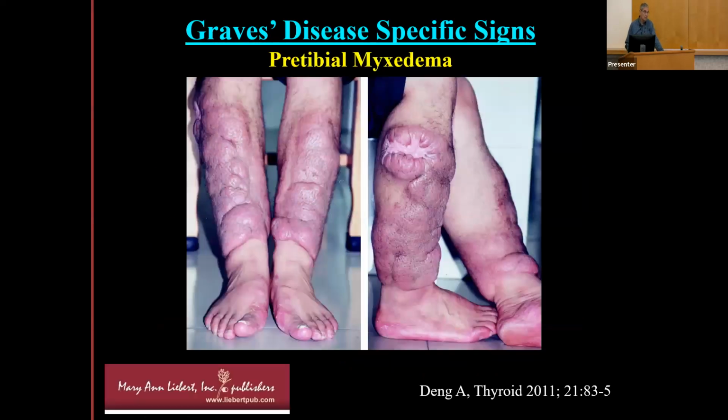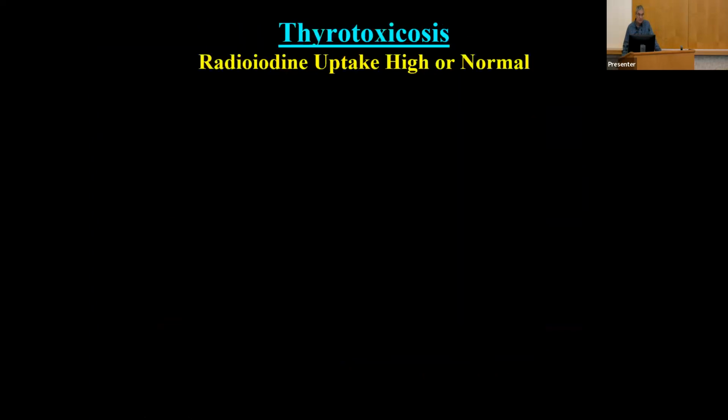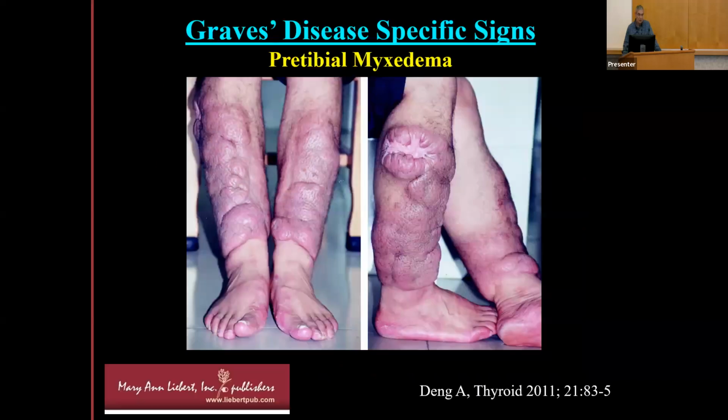Now, you'll never see one this bad, but this is pretibial myxedema. Myxedema sounds like hypothyroidism, but it's actually a skin infiltrative disorder that occurs on the shins of people who have Graves' disease. So the three extrathyroidal signs of Graves' disease are the orbitopathy, the diffuse goiter, and the pretibial myxedema.